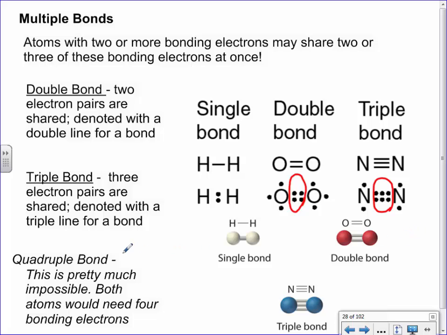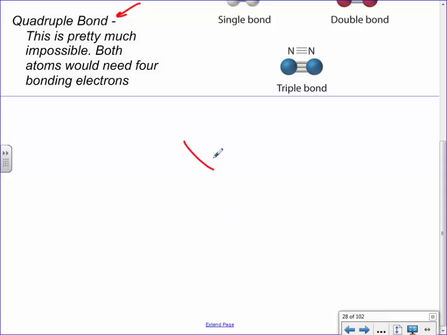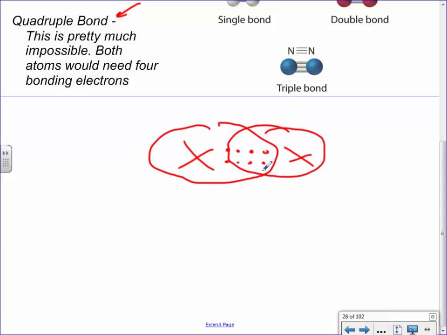Why can't you have a quadruple bond? It's actually pretty much impossible. There's only one molecule I can think of that can actually have a quadruple bond, and I don't think it actually is stable. The only way that would work is if you had a molecule where 1, 2, 3, 4, all of the electrons were shared right there and right there. There's really no known elements that can do that. The only one I can think of is carbon.